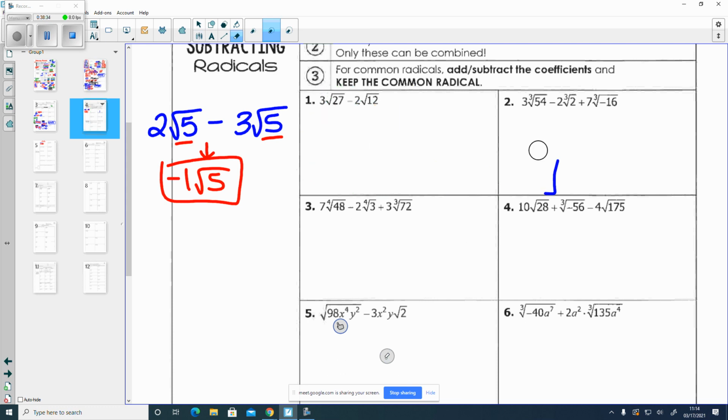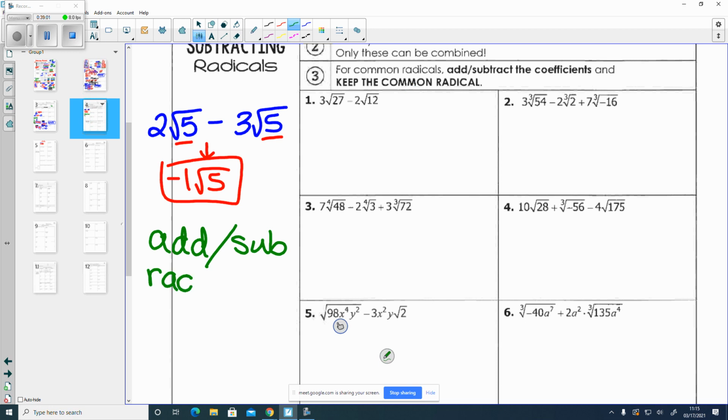All right, I'm on page 4. Before I start an actual problem, when we are adding or subtracting radicals, in order to combine radicals, they have to be the same. Okay, so when we're adding and subtracting, the radicals have to match in order to combine, okay?